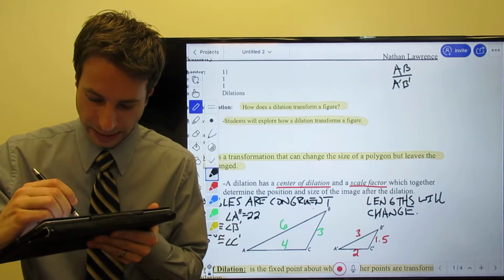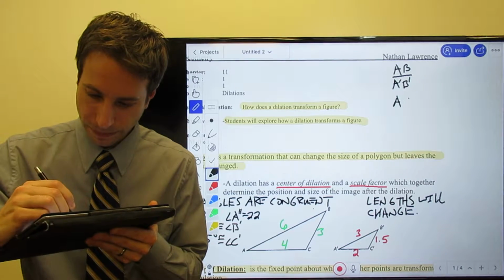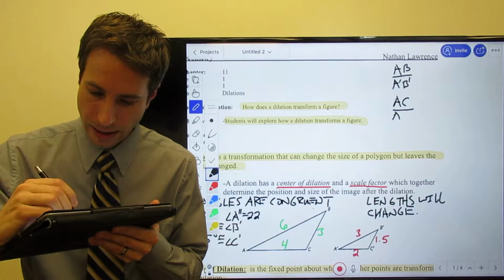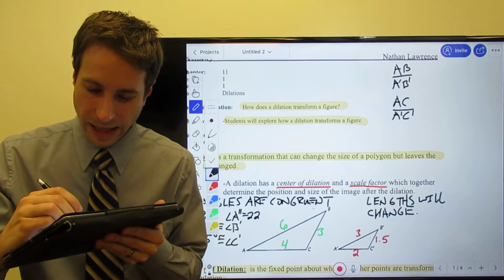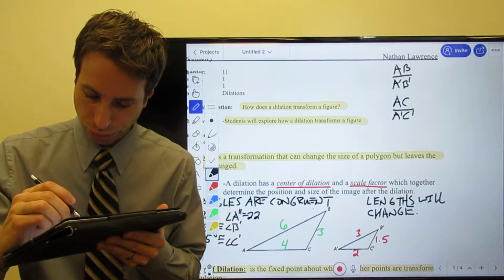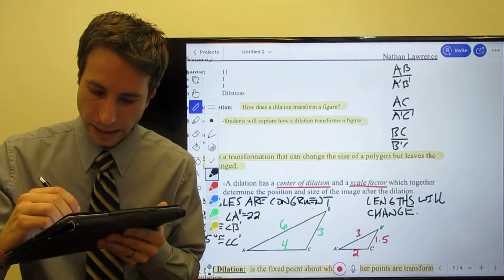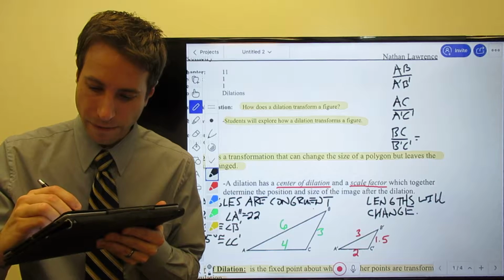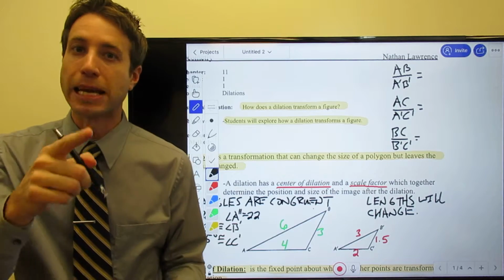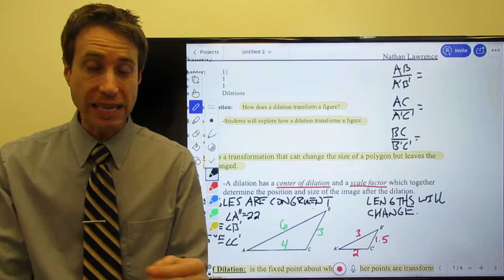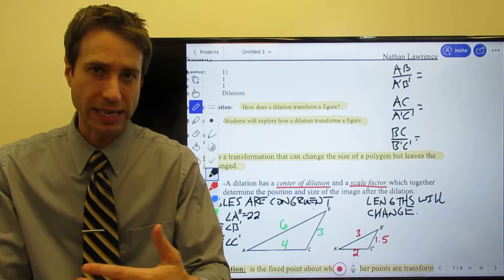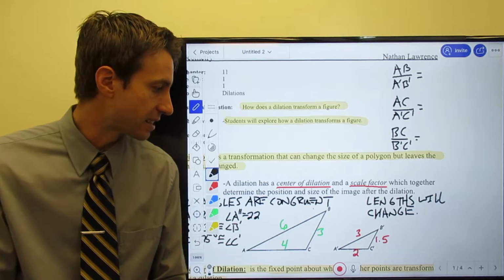The next one I could do is, sure, let's do AC. So we'll do AC divided by A prime C prime. And then the last one is BC over B prime C prime. Okay, so let's go ahead and figure out what each of these is. Keep in mind, I need all of these proportions to be the same.